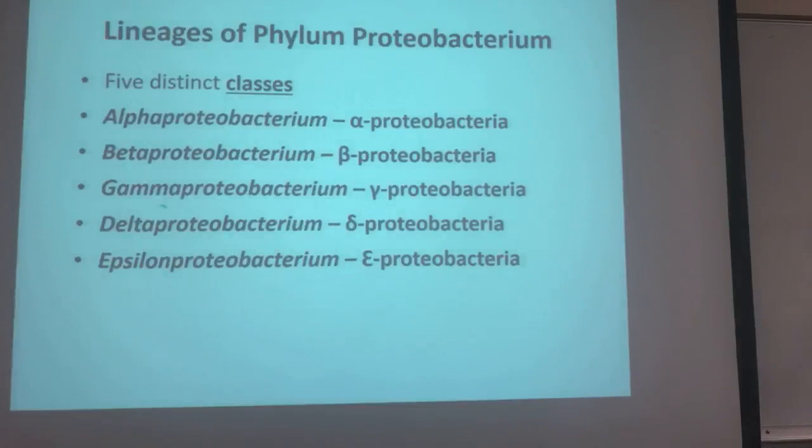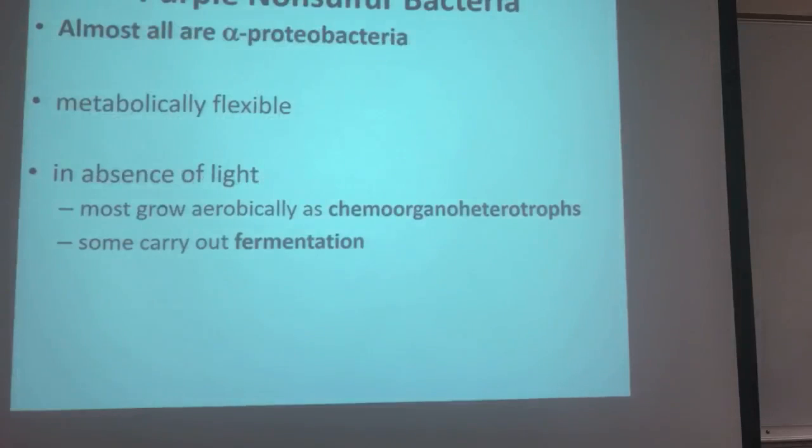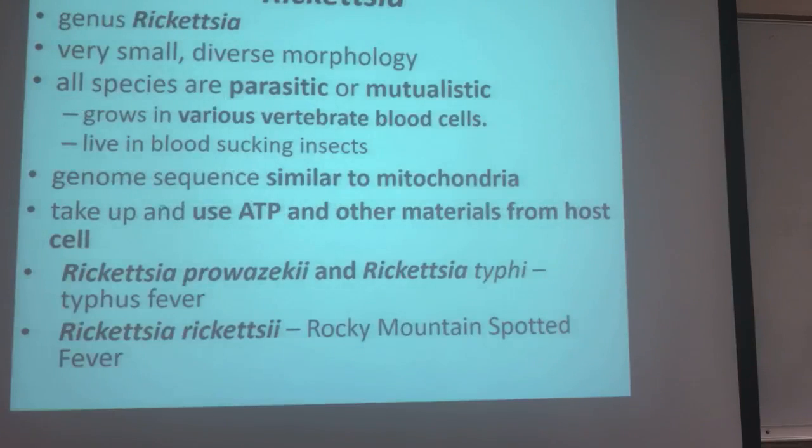As far as the Proteobacteria go, you should probably know what the term oligotrophic means, and that alpha Proteobacteria are oligotrophic, which means they can survive and grow in low nutrient levels. You may want to know about Rickettsia, specifically Rickettsia rickettsii, which is responsible for Rocky Mountain spotted fever. Okay, it's a parasite.